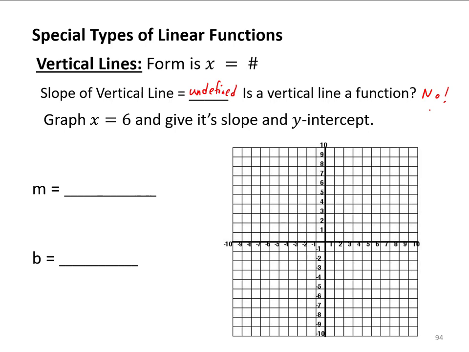Now, we're told to graph x equals 6 and give its slope and y-intercept. I'm going to go where x equals 6 on my graph, and so that would be the point 6, 0. And I will draw a vertical line. I'm missing the axis just a little bit. Okay, now, as we've already said, the slope of that line is undefined.